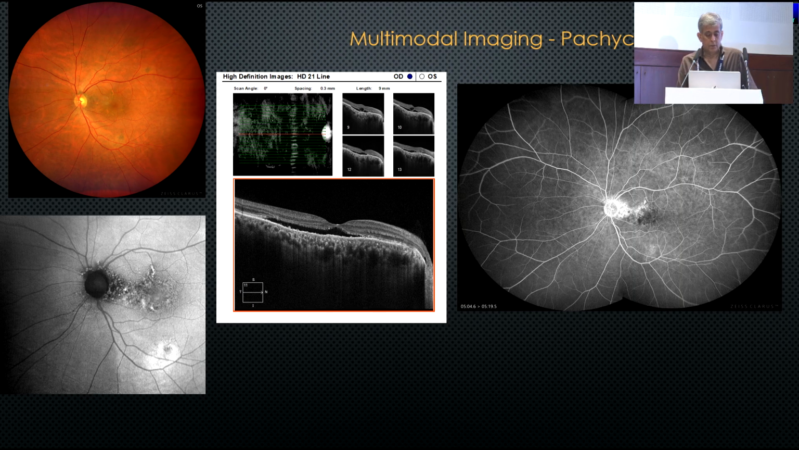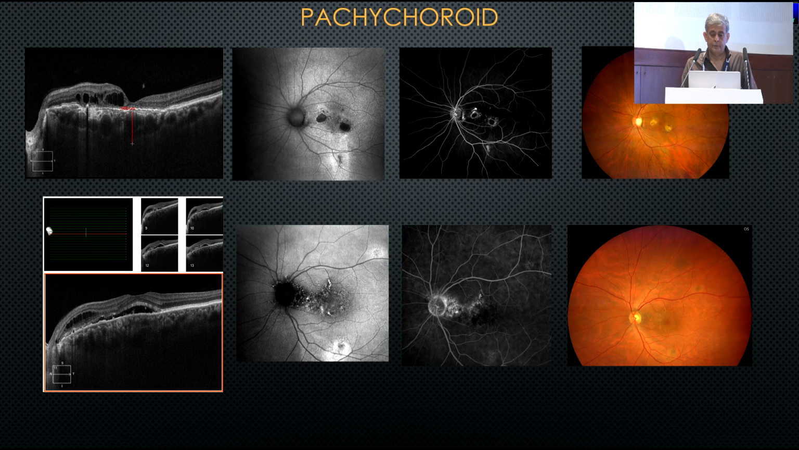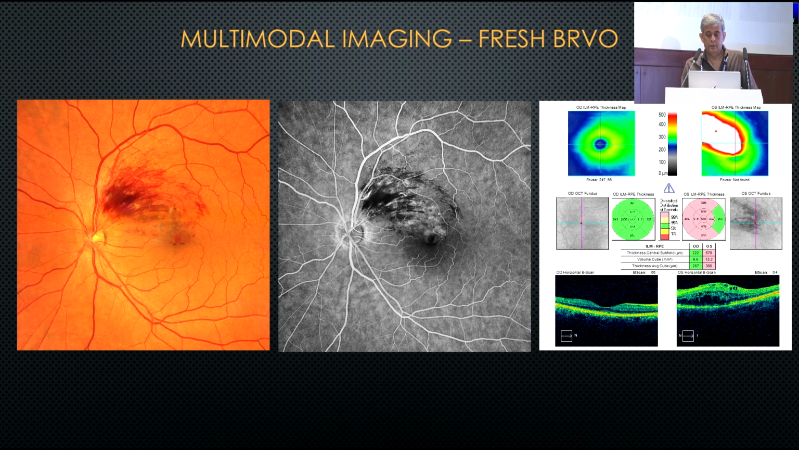This is another patient with pachychoroid. Here we've used multiple methods to monitor this patient, and you can measure and see that in the subfoveal area you've got a thickening of greater than 300 microns. Here's a patient with a BRVO where, for the workflow, we've used just the OCT and the angiography, and you can see the amount of fluid that has accumulated there.